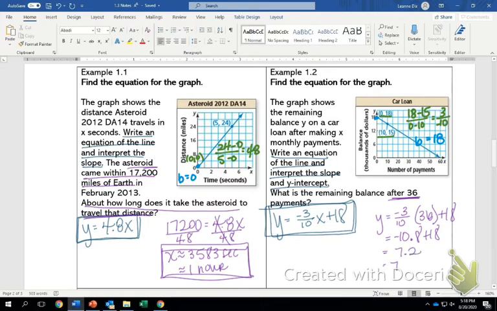Now remember, 7.2 is the balance, and the balance is in thousands of dollars. So I could say $7,200, and since we're talking about the balance, that is what is left.